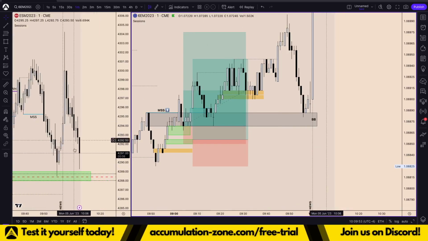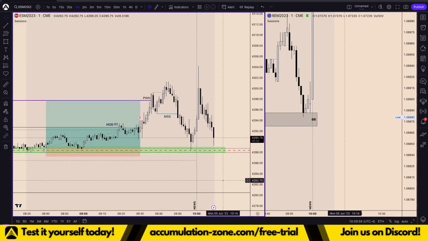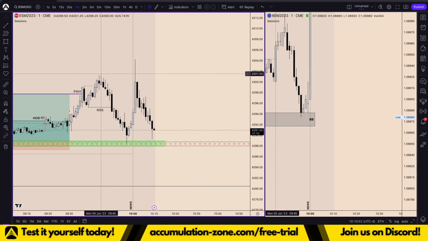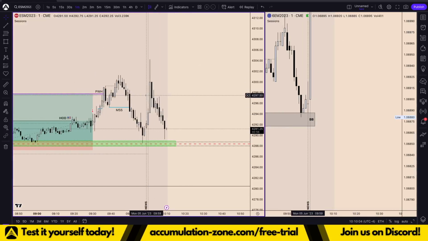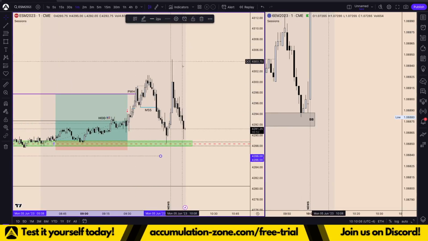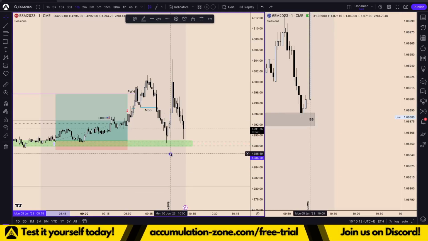Alright, we've been rejected completely. Interesting to see. Not something I want to continue to trade anymore. A market structure shift bullish, bearish, that pretty much looks like a seek and destroy to me. Took out the highs, now we're going to take out the lows. We still have those equal lows at 4,286.5.